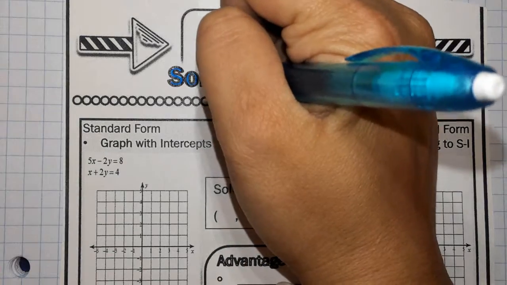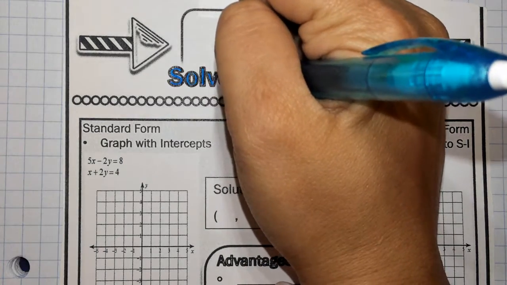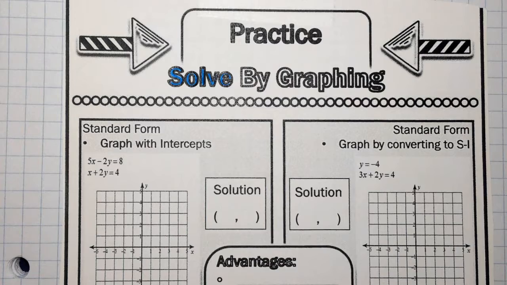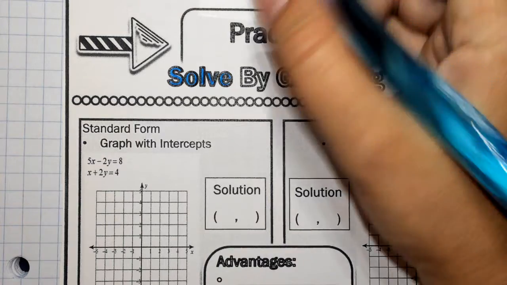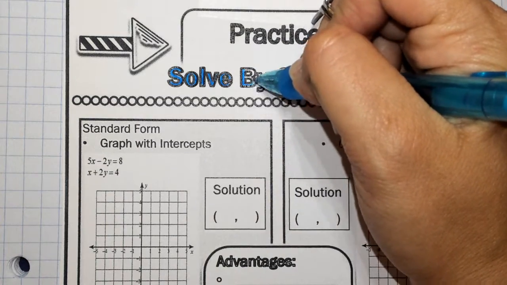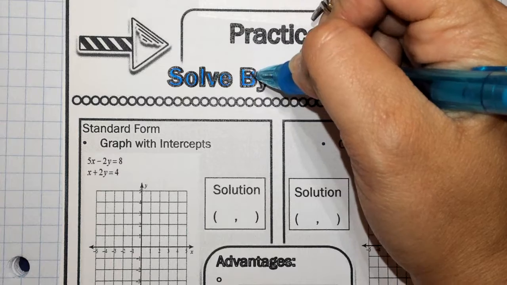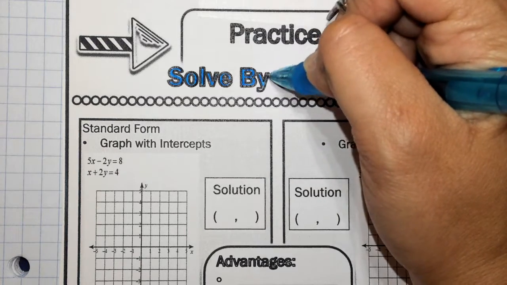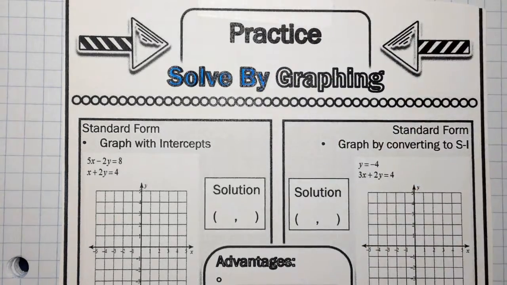Alright, and then what's the second way we learned? Y equals mx plus b. Slope intercept form. Look at you on it. Alright, and then what's the third way? And remember, we're not over anything. Y minus y1 equals m times x minus x1.